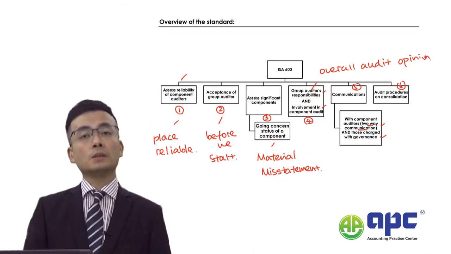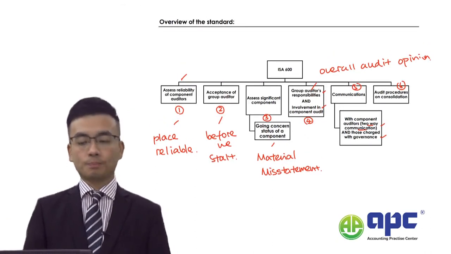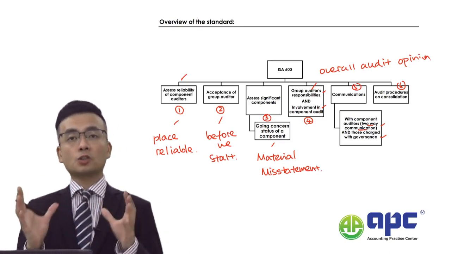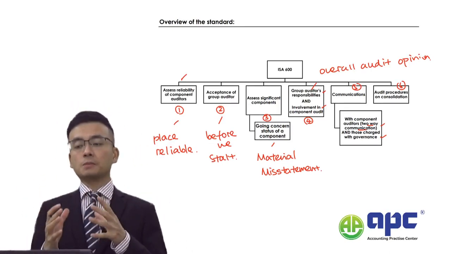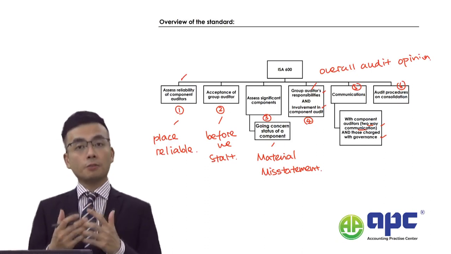And these will be the issues in ISA 600. Now, I'm going to stop this tape, and in the next recording, we'll be going through the final area in ISA 600, which will be the audit procedures on consolidation.